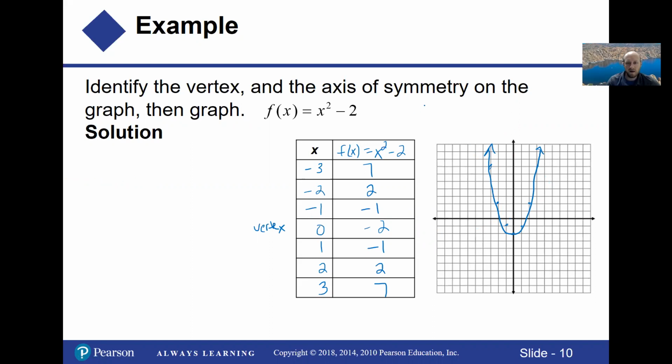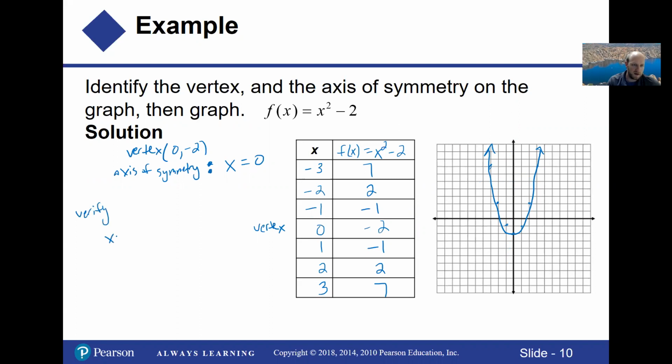So I know right away from Desmos that the vertex is 0, -2, and the axis of symmetry, again, is always the x value of the vertex. So x is equal to 0. It's what splits this in half. It's symmetric on both sides. But let's verify it here.